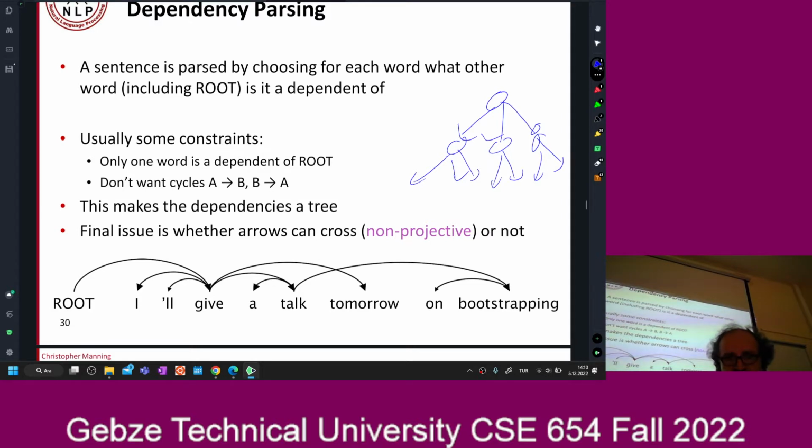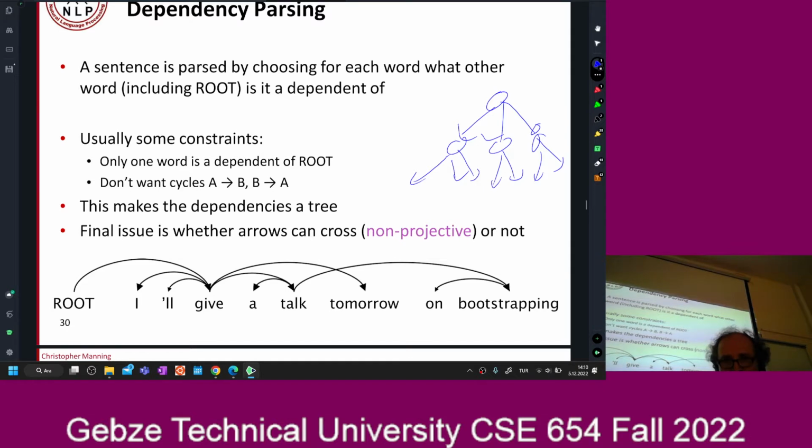So how do you prevent it? You will say, I will give a talk on bootstrapping tomorrow, right? If I move tomorrow out, there wouldn't be any intersection, right? There wouldn't be any intersection. Okay, but if I change its position, tomorrow is there, so there is non-projectivity in this case.